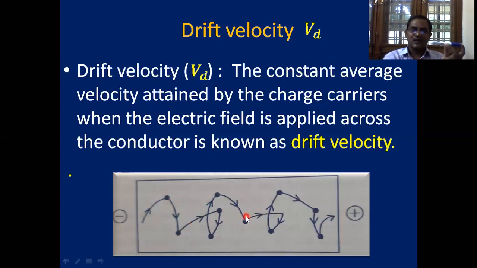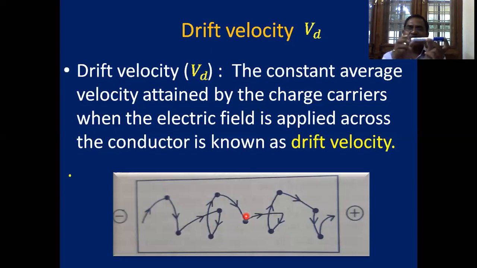Why? Because when the conductor is connected to the terminals of the battery, we are applying an electric field across these two ends. Here is the positive potential, here is the negative potential. So the electric field strength direction is plus to minus, in this direction. Now, the electrons are moving from minus to plus, so electrons are moving opposite to the electric field strength, right? So they acquire the acceleration a equal to minus e E, where small e is the electron charge and E is the electric field strength.